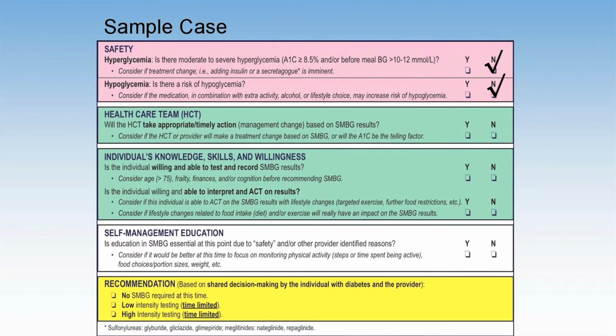But let's continue. Will the healthcare team take appropriate or timely action? Will we change management based on his current blood glucose results? No, he's at target. We're not going to do anything with this. So the answer is no. All right. Is he willing and able to test? Yes. Sure he is. Is he willing and able to interpret and act on the results? Yes. Well, the answer is no. What can he do? Isn't he basing his food and activity on his glucose results? Is that a motivator for him to continue to walk?